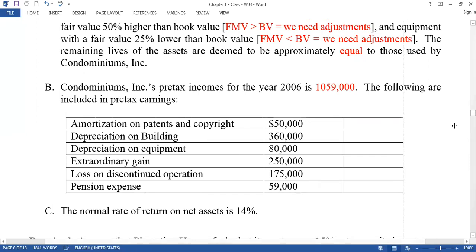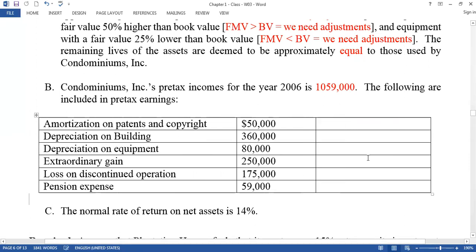So try to understand how we can do the adjustment. If you don't understand, please stop me anytime. This is the important part. Amortization on patent and copyright.